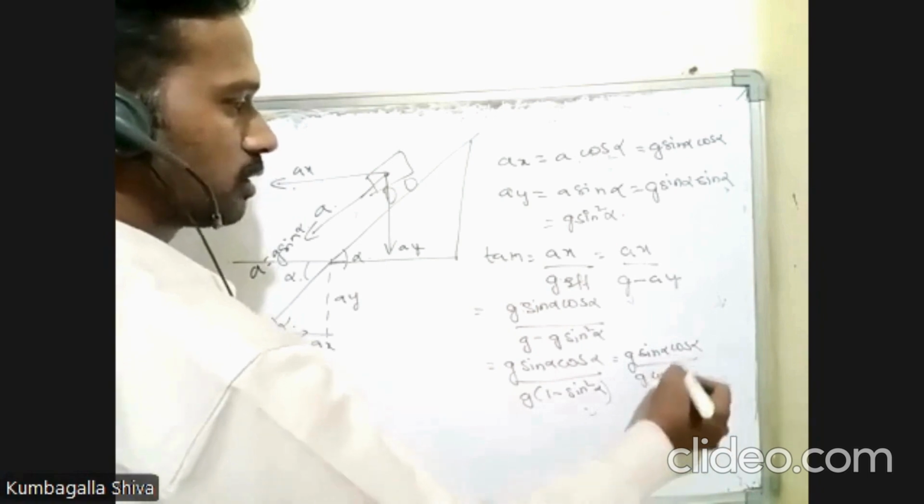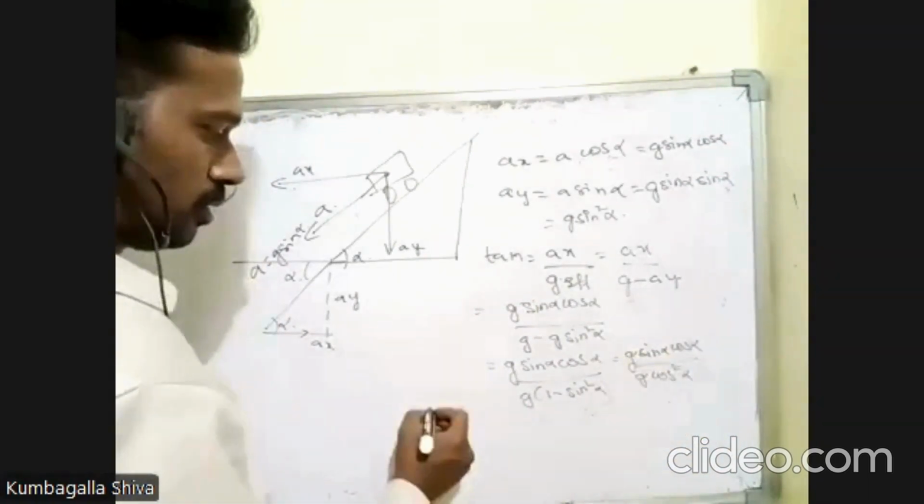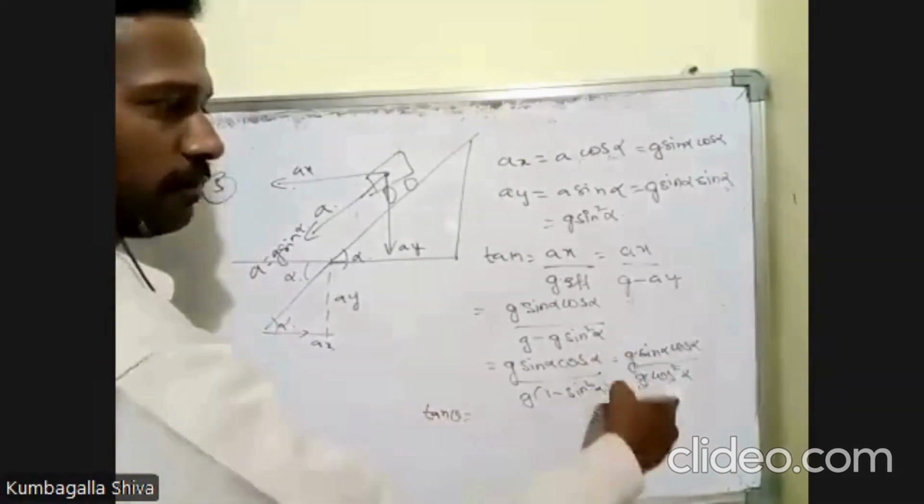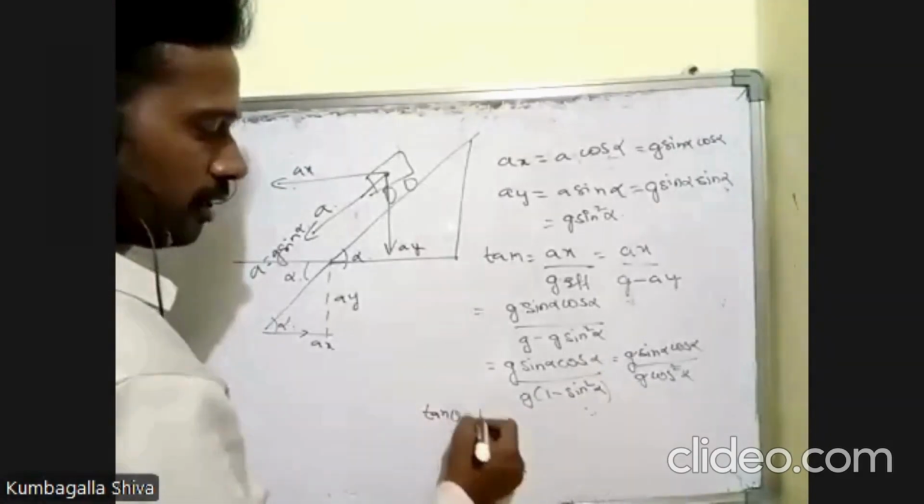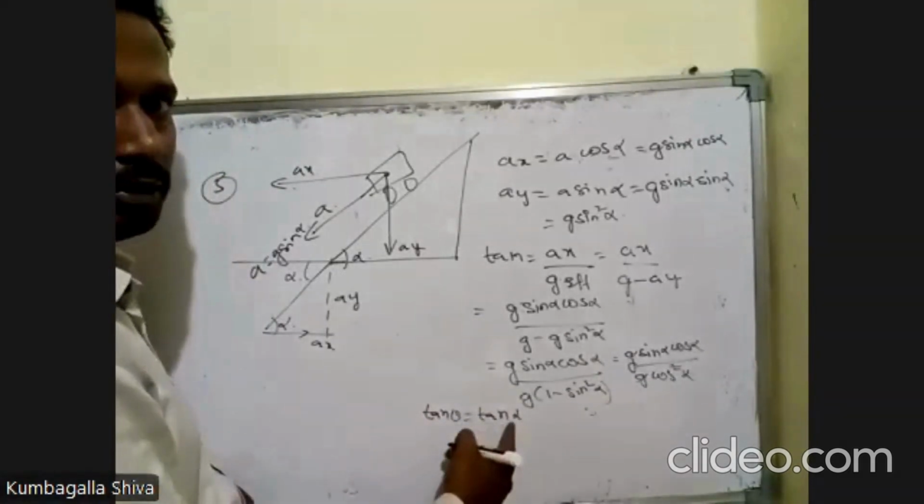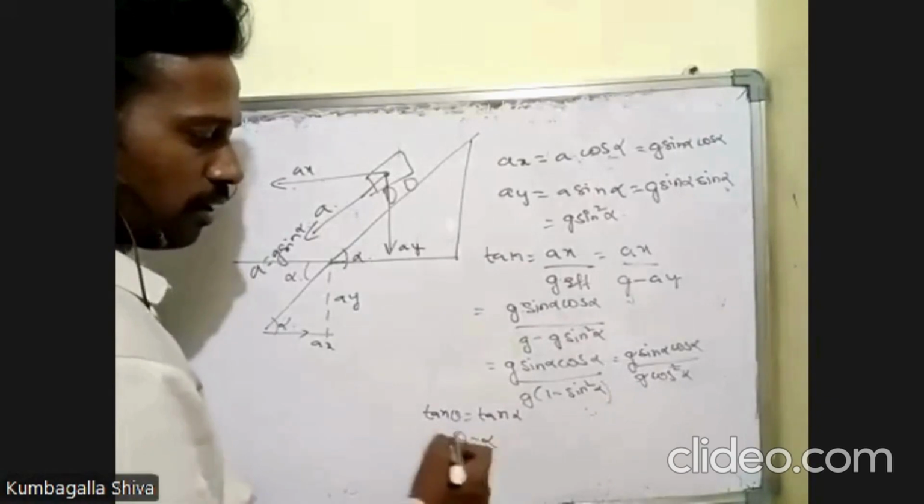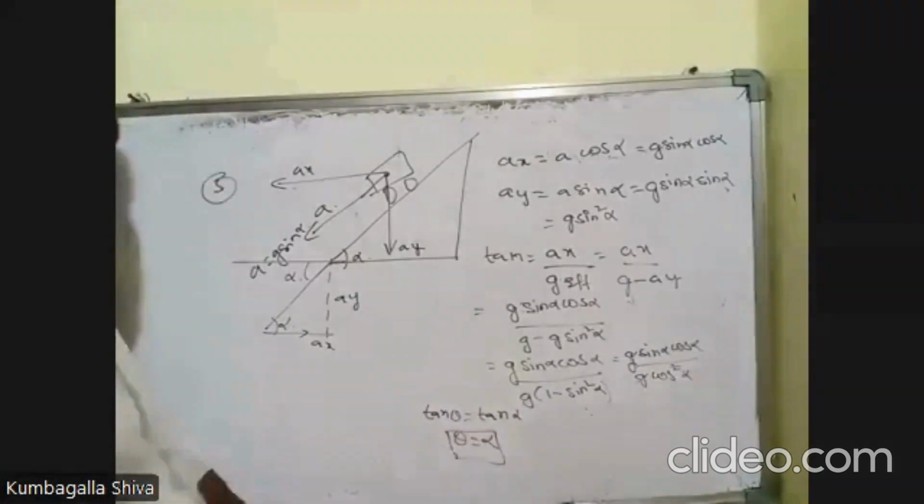So one cos gets cancelled, and g also cancels. So tan theta is equal to sin alpha by cos alpha. What you get? Tan alpha. Remove the trigonometric terms, tan theta and tan alpha. Tan you remove. What you get? Theta is equal to alpha according to trigonometric equations. Clear?